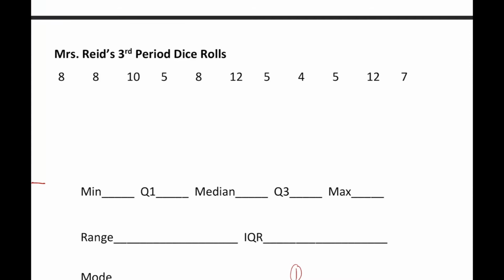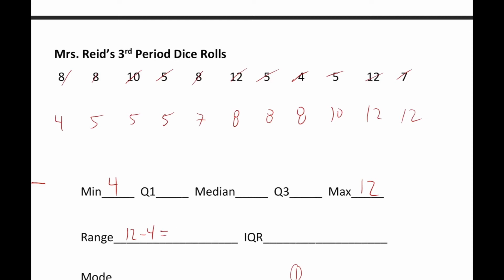All right, so the first thing that I want to do is put these in order from least to greatest. I can't do anything until I've done that. Now that I have these in order from least to greatest, I can already see some really good information. I can see my minimum value is 4, my maximum value is 12, and from there I can get my range, which is 12 minus 4, so I have a range of 8.